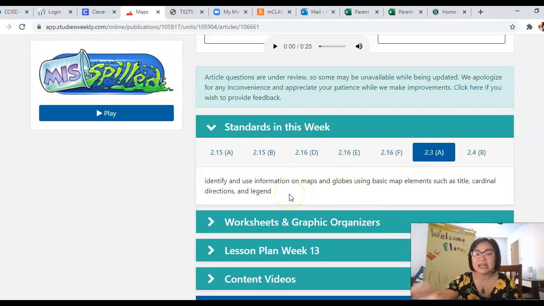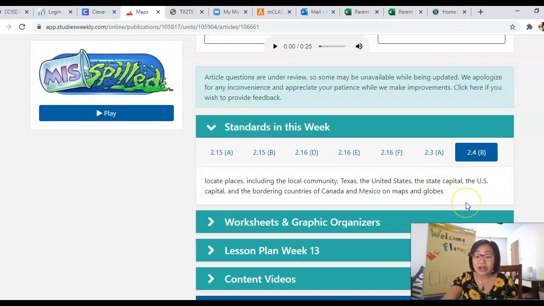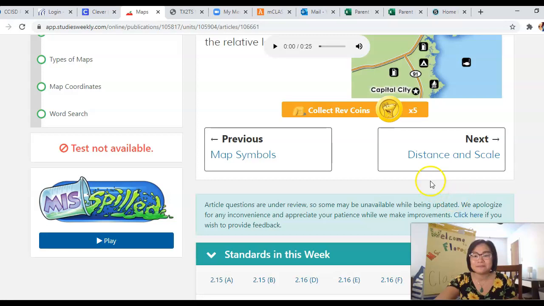We are also going to be, 2.3a, we're going to identify and use information on maps and globes using basic map elements such as the title, cardinal directions, and legends. So yesterday we talked about the title and the legend. Today we're going to be talking about cardinal directions. And then 2.4b, we're going to locate some places in a local community such as Texas, the United States, the state capital, the U.S. capital, and the bordering countries of Canada and Mexico on a map and globe. So you're going to look at some maps with me today, and we're going to talk about if we can find the things we need to find on these maps.